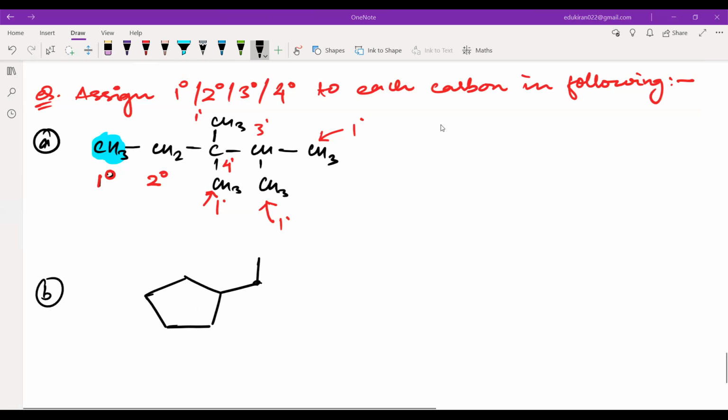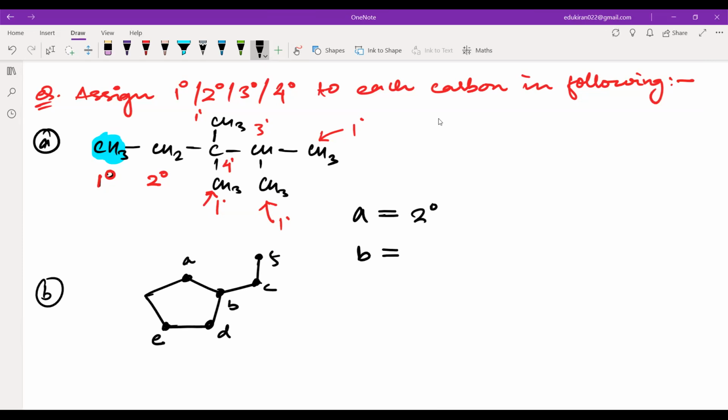So A, B, C, D, and E. And also this is F. These are the carbon atoms. You will have to tell me 1 degree, 2 degree, or 3 degree. So A, tell me guys. 2 degree.